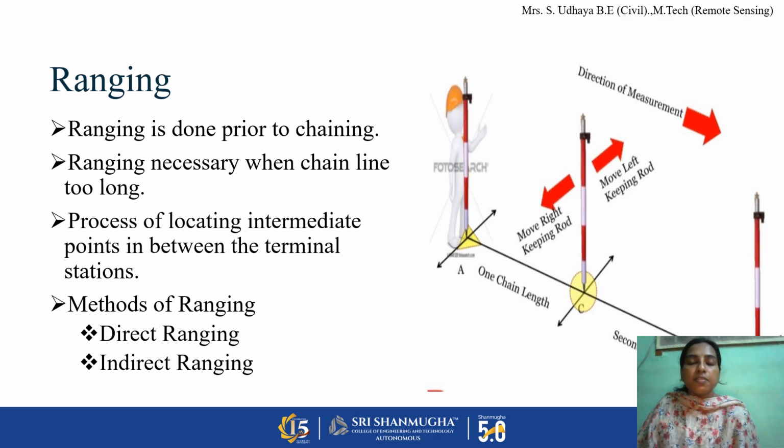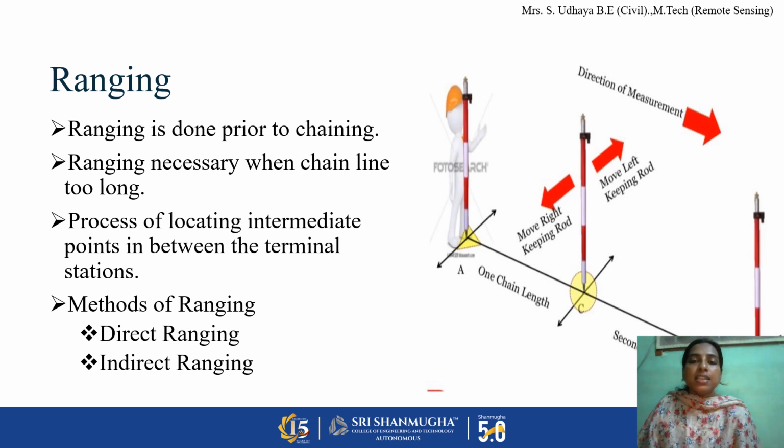If we are about to measure the distance between two survey points A and B, whose length is greater than one chain length, it is necessary to locate an intermediate point which makes AB a straight line. In this regard, we locate an intermediate point between A and B. Hence, ranging is the process of locating intermediate points between terminal stations or survey stations.